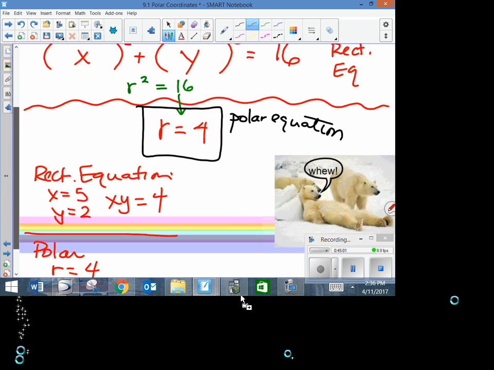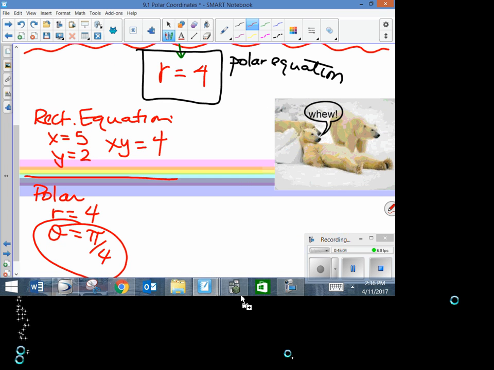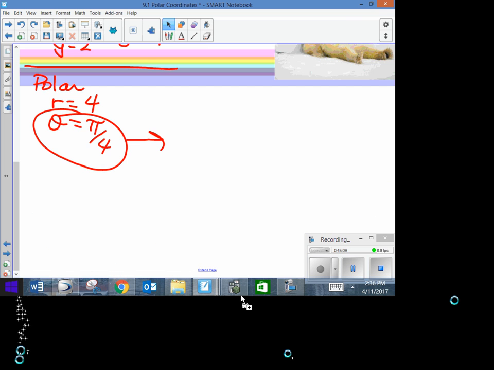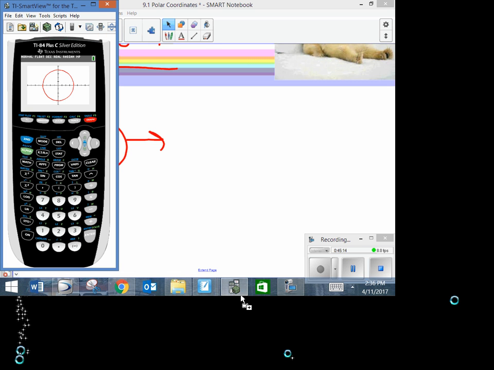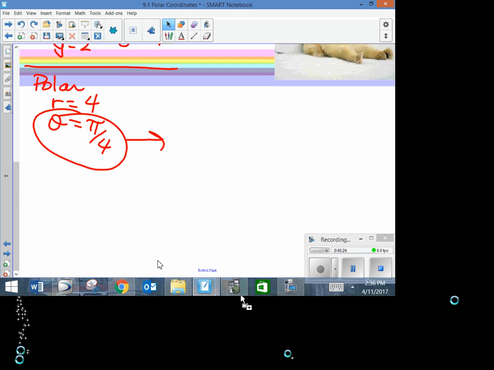Let's take this. What do you think that graph is? Theta equals pi over 4. I can't put it in here because I'm supposed to start with R. It's sort of like the problem of x equals 5 and you have y equals, you can't do that. So it's the same problem, but how would you change it? My advice would be to change it to rectangular form, because we know how to graph in rectangular form. Any suggestions? Change to rectangular.